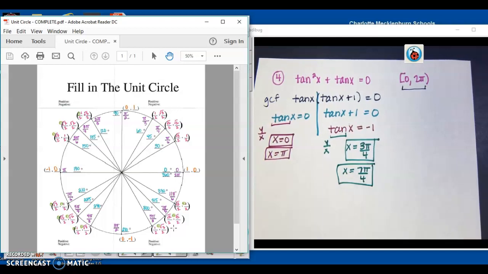So there are 4 solutions to this problem: 0, pi, 3 pi over 4, and 7 pi over 4.